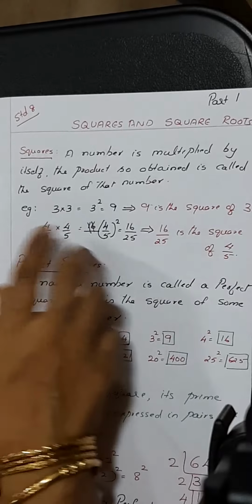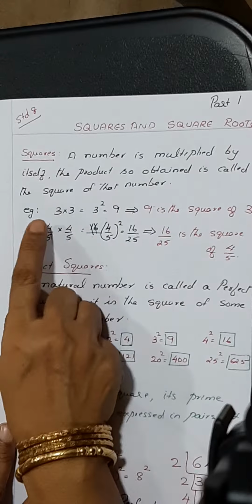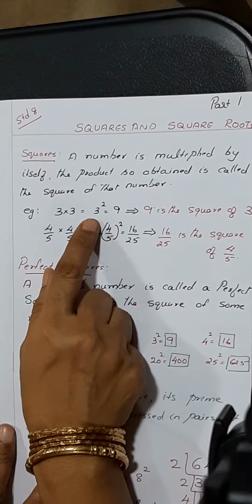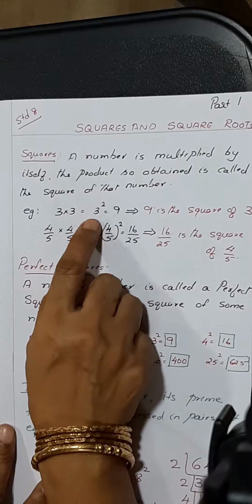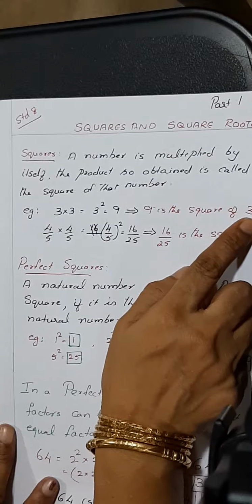So a number is multiplied by itself. The product so obtained is called the square of that number. So if you multiply a number with the same number, that is square. 3 into 3 is 3 squared and you get 9. So 9 is the square of 3.